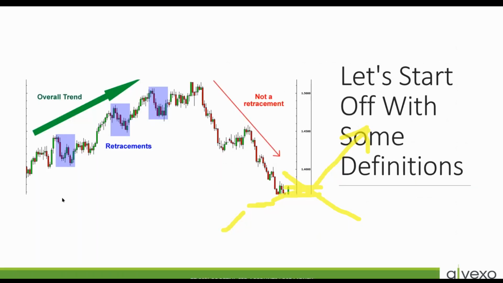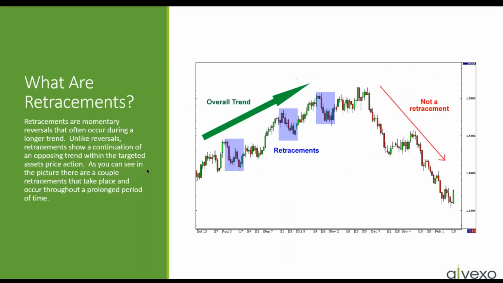So let's start off with some general definitions of the differences between a retracement and a reversal. A retracement is a momentary reversal that occurs during a longer trend. Usually retracements show a continuation of an opposing trend within the targeted asset's price action. As you can see, there are a couple of retracements that occur throughout a prolonged price movement. Now, I call these pushes and eases, peaks and valleys.